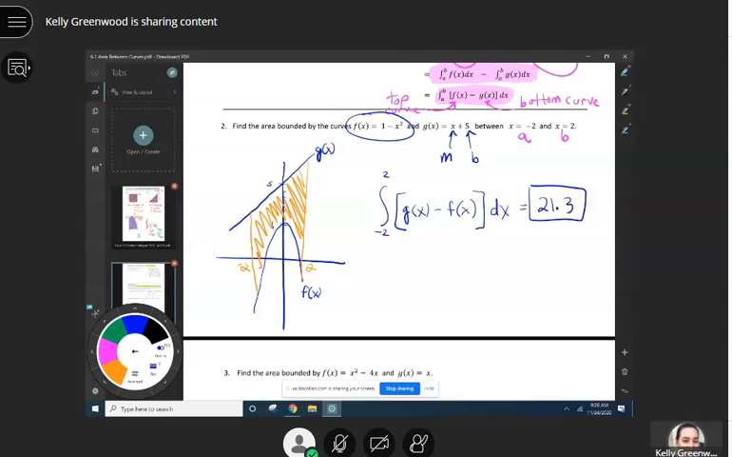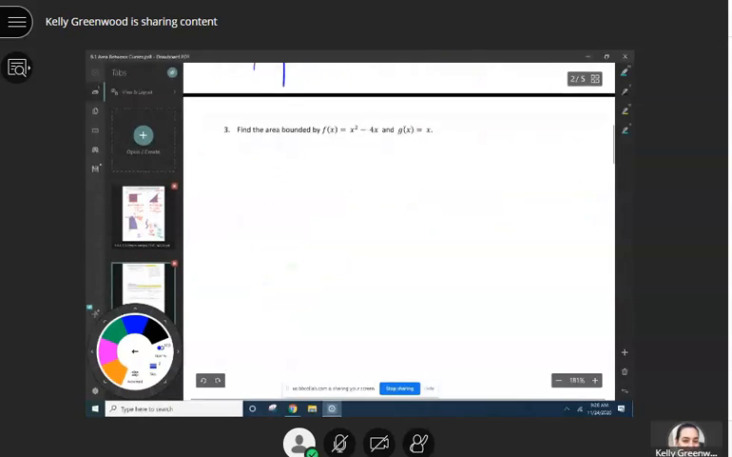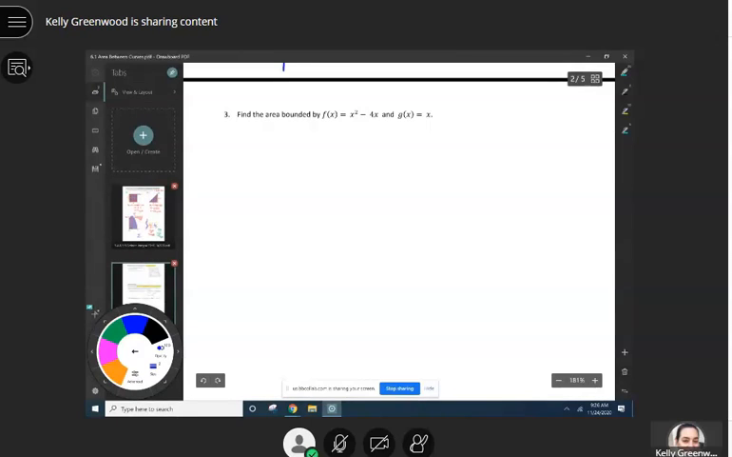Okay. Well, let's try another one. What about this one? It says find the area bounded by those two curves. There's a parabola again and a linear function. This parabola is a little bit harder to sketch, so I'll definitely use Desmos for that. So I'm going to hop over to Desmos and graph those. So x squared minus 4x. Okay, so let's see what those look like.